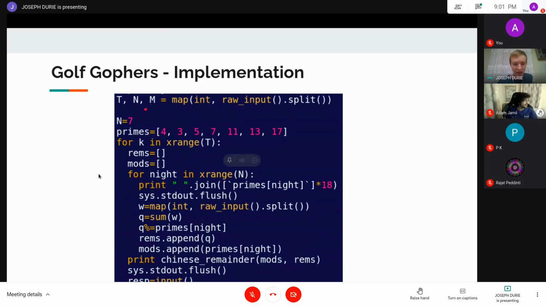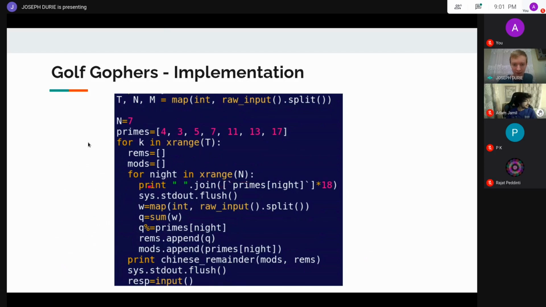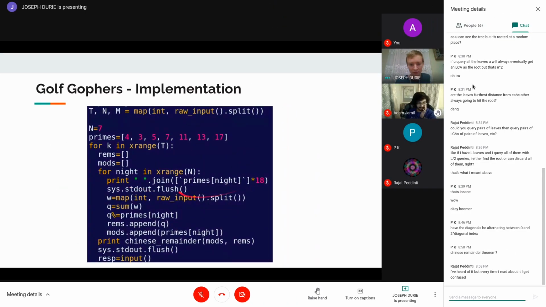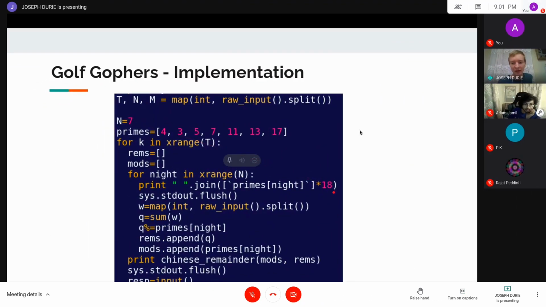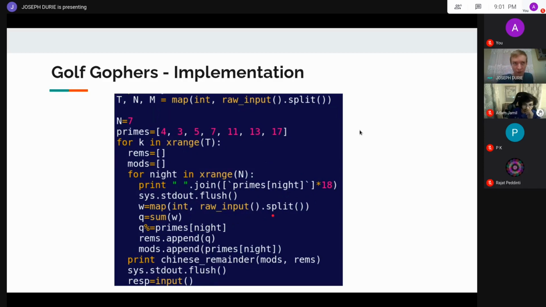N and M, and basically you print out your B value 18 times, and then you get in your Gopher mod values, and you add those up. This is basically just doing what we were talking about. And then you do this magic Chinese remainder function at the bottom, which you can replace with a for loop and a check for all the mod values, because that'll be about 6 times 10 to the 6, which will run in time.